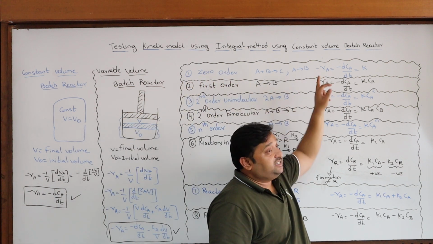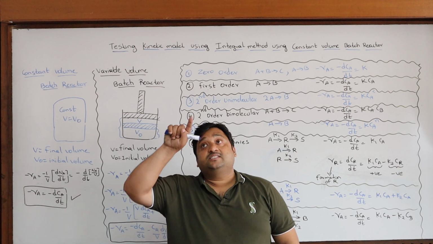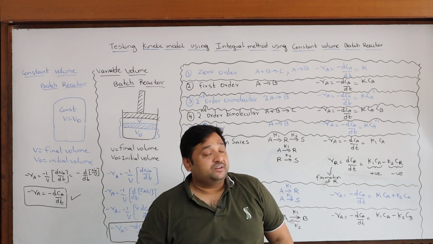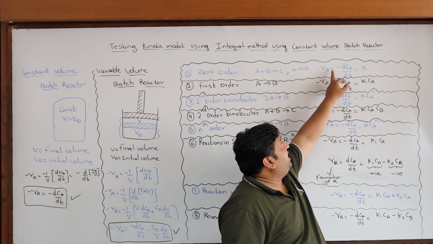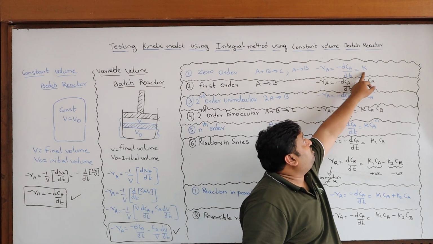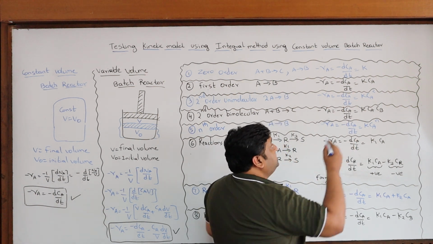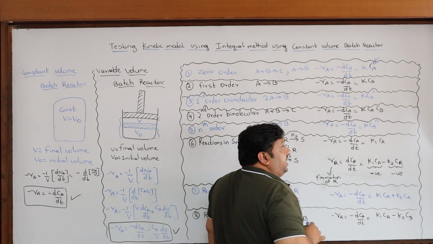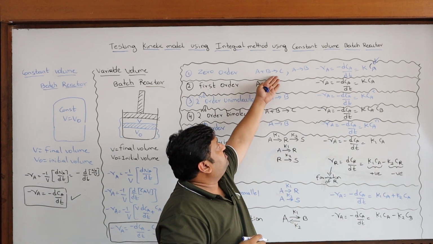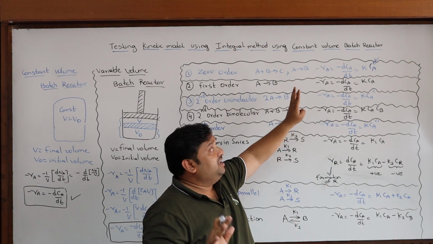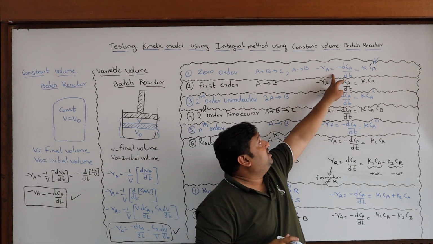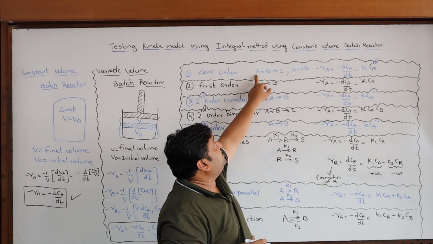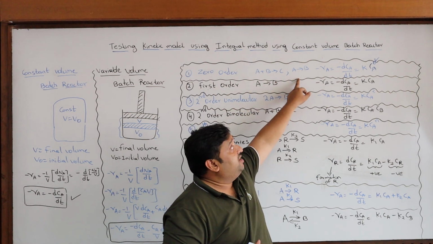As I know, I have defined the order as the sum of the powers of the concentrations in the rate equation. If minus rA, that is minus dCA by dt, is equal to K, that means K is nothing but CA power 0. That means it is a zero order reaction. Irrespective of whether A plus B gives rise to C or A gives rise to C, it does not matter.